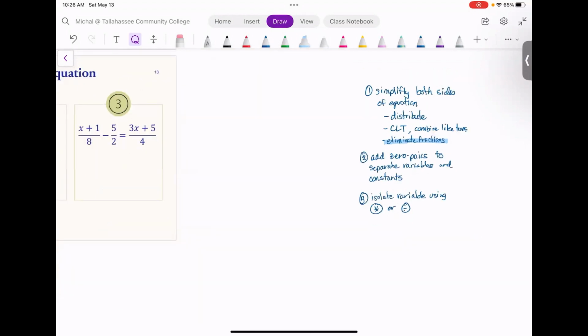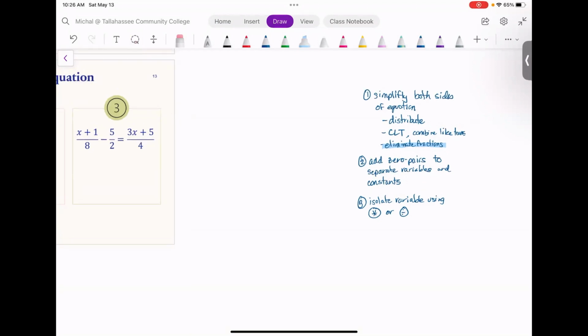In example 3, I'm going to solve this equation using the same steps that we've used before. When I simplify the left side of the equal sign and the right side of the equal sign, my first objective is to eliminate the fractions. I want to come up with a common denominator for 8, 2, and 4. In this case, the least common denominator, LCD, is equal to 8.